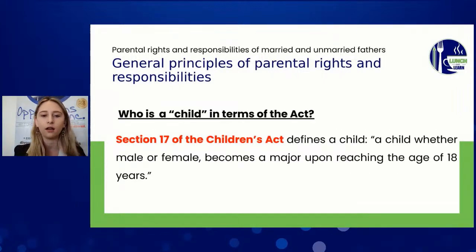So who is a child in terms of the Children's Act? Well, Section 17 of the Children's Act states that a child, whether male or female, becomes a major upon reaching the age of 18 years. So this means that any person under the age of 18 years qualifies as a child. And for purposes of the Children's Act, a parent has parental rights and responsibilities in respect of their child, provided the child is below the age of majority.